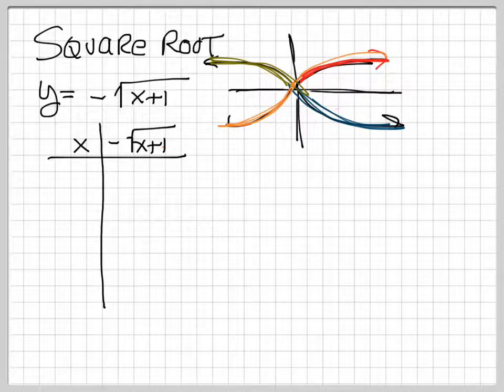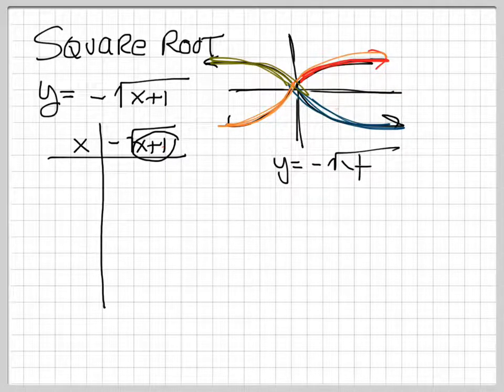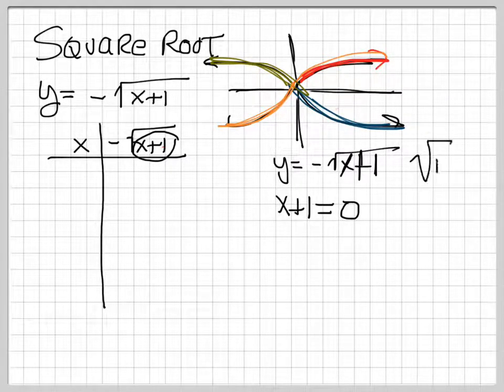In order to find that definite starting point, we need to look at what's underneath the radical. I'm attempting to graph y equals negative square root of x plus 1. And for some reason, my stylus doesn't always work, but I'm attempting to graph this. So what I do is I set x plus 1 equal to 0. Now the reason I'm doing this is because you can only take the square root of a positive number or 0. So by setting it equal to 0, I find the lowest value that x can be.